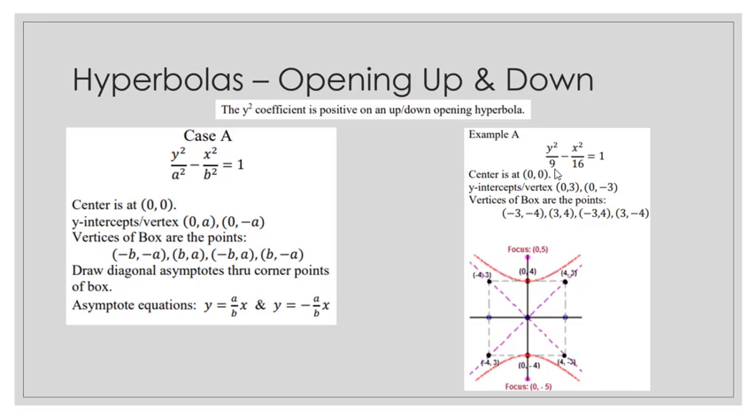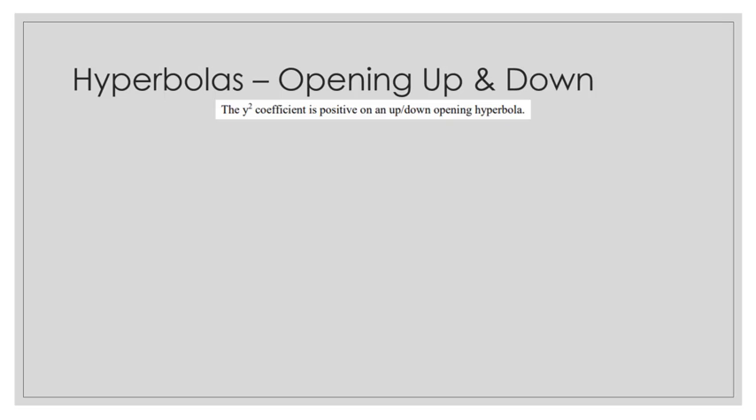The y squared has a 3, the x squared has a 4, so I'm going to draw my dot, center 0, 0. Then what I'll do, the y goes up and down 3, so I'll go up and down 3 and draw that dot. The x goes left and right 4, so I'll go left and right 4 on that. And then I will just draw my diagonals and then open it up and down.